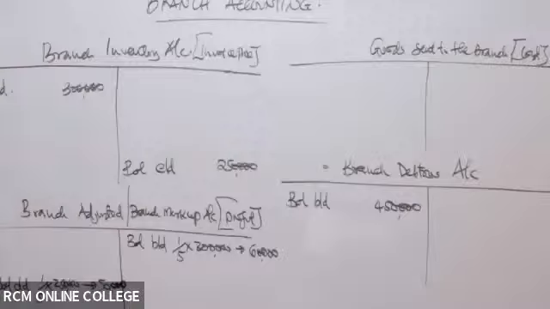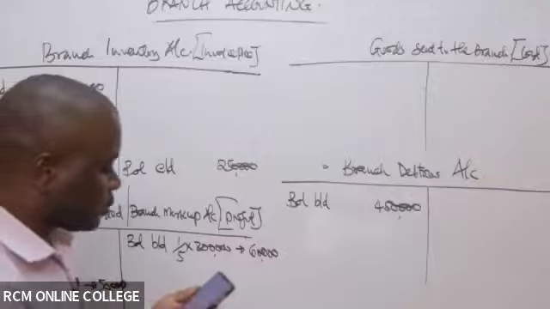Exactly 50,000. So the balance carried down here is 250,000, and a fifth of the 250,000 is exactly 50,000. So like that, you would have been able to deal with the opening balances. Then there are transactions which actually occurred.